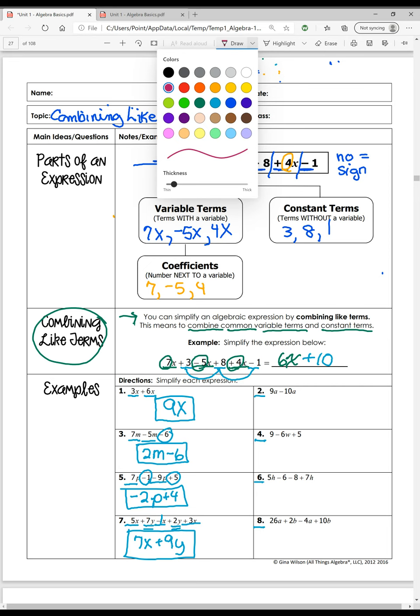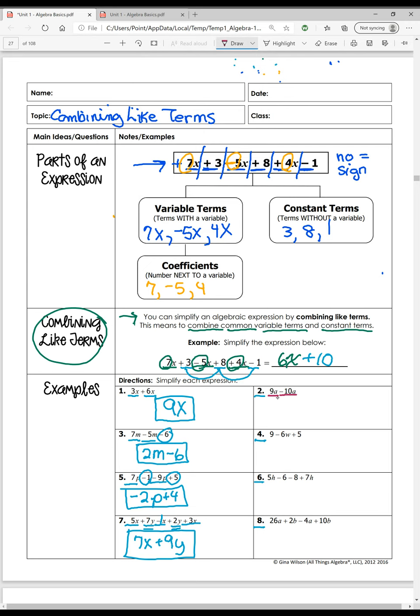Okay, hopefully you've paused and you've tried those on your own. I have 9a take away 10a, which is going to give me negative 1a, but we don't write the 1 in front of a variable. That's an invisible 1, so that's negative a. Here we have 9 minus 6w plus 5. That 6w is on its own. It doesn't change. So we have negative 6w, and we have 9 plus 5 equals a positive 14, and that's our final answer.